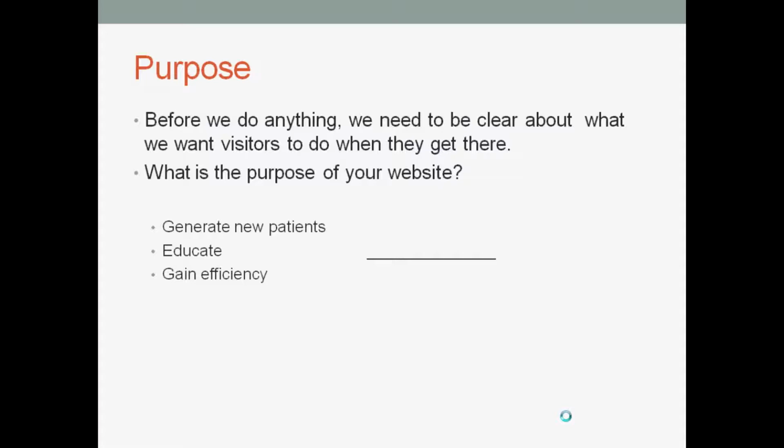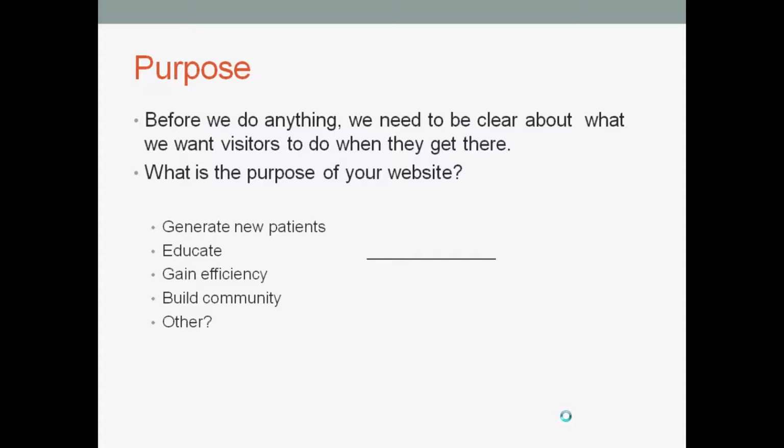Build community. Perhaps, over and above the practice, there's interest on the practice's part to build some kind of community around a cause or an item. Those are just a couple that come to mind, but right off the bat, there could be many purposes for a given website. And the truth is, there are usually more than one.